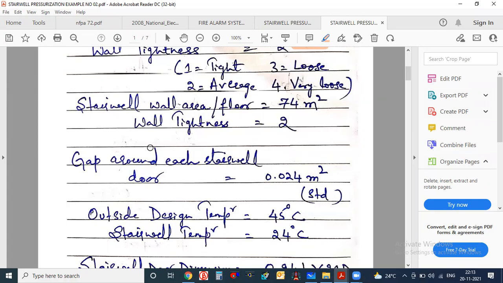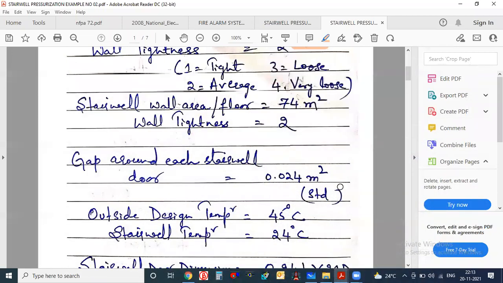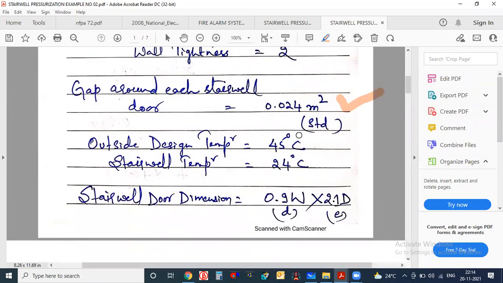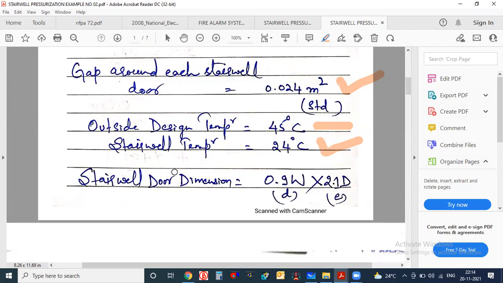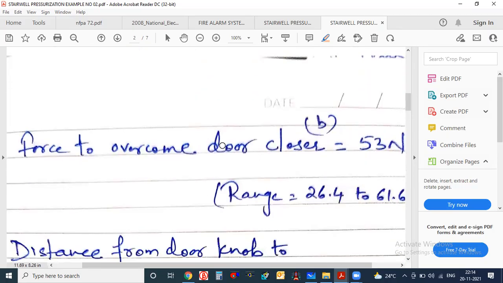Wall tightness 2. Gap around each stairwell door: suppose you have any gaps between the door, wherever your stair is going, that gap they have maintained here. 0.024 square meter is the standard they have taken. Outside design temperature is 45 degrees Celsius. In the stairwell you want to maintain 24 degrees Celsius, because this is also considered a human comfort zone. Stairwell door dimensions, width and height, are whatever dimensions they have taken.